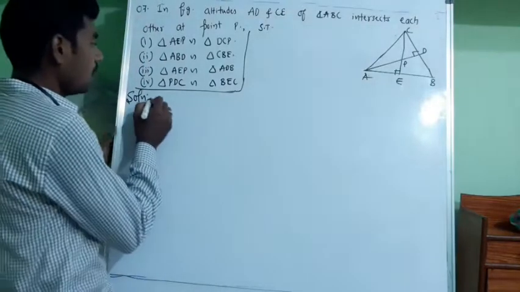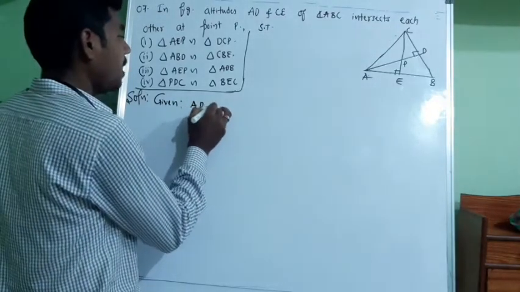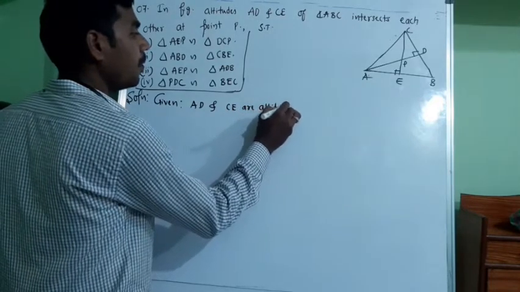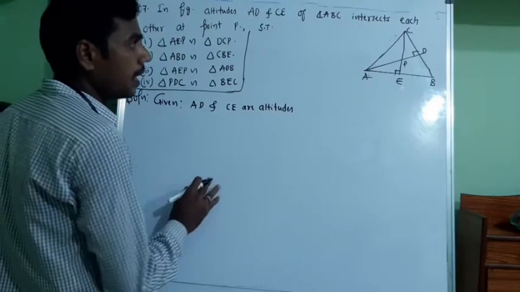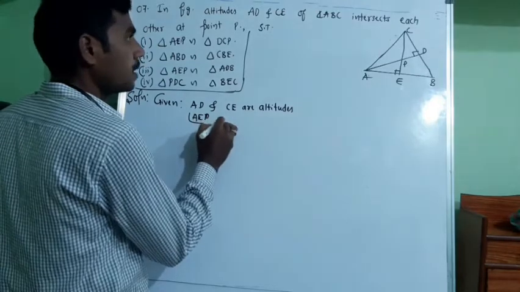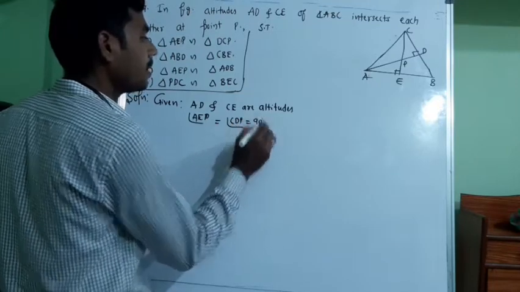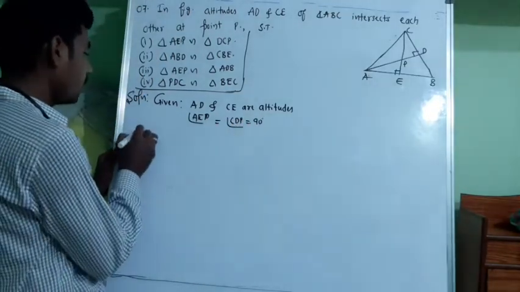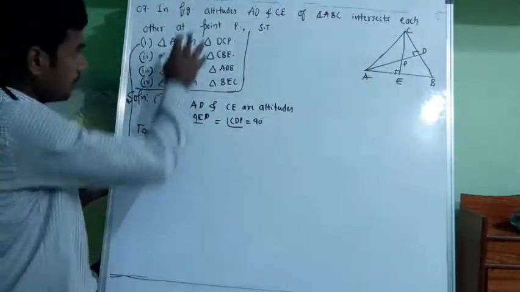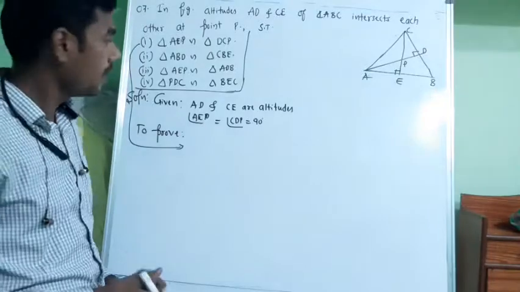So what is given to us? We'll write it down first. AD and CE are altitudes. Since those two are altitudes, angle AEP is equal to angle CDP is equal to 90 degrees, because both are altitudes. What is required to prove? Do one thing, copy this. The same thing is required to prove, so I don't want to write and waste time. Please copy the same thing here. Next, proof part.